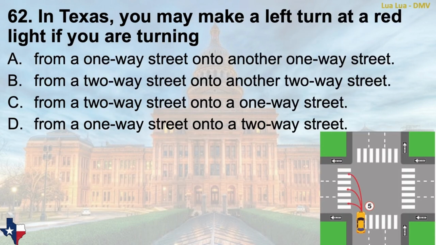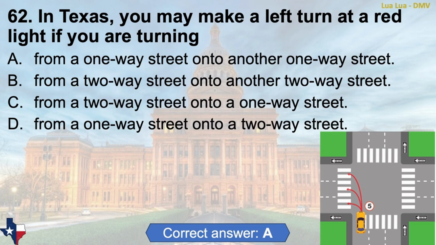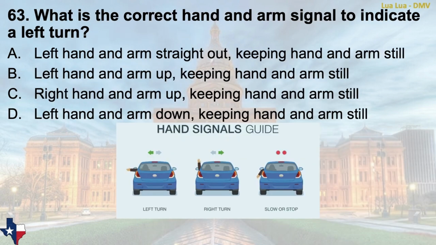Question 62. In Texas, you may make a left turn at a red light if you are turning A. From a one-way street onto another one-way street. B. From a two-way street onto another two-way street. C. From a two-way street onto a one-way street. D. From a one-way street onto a two-way street. The correct answer is A. From a one-way street onto another one-way street. Question 63. What is the correct hand and arm signal to indicate a left turn? A.